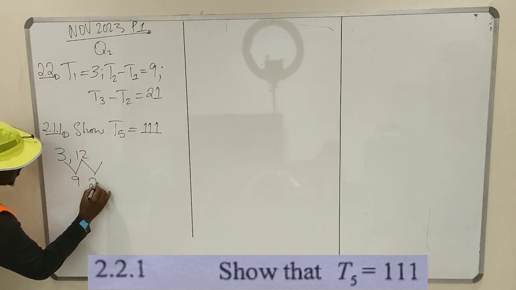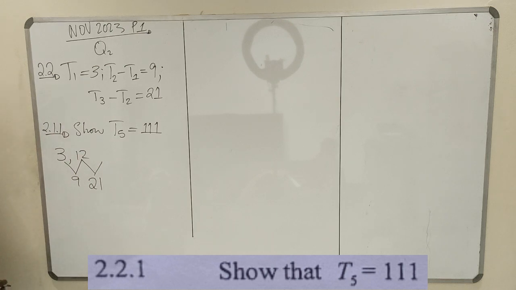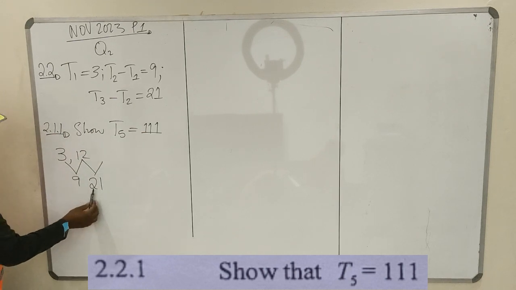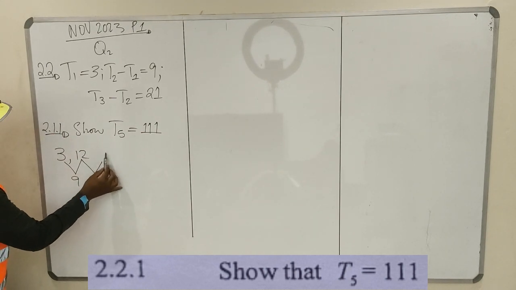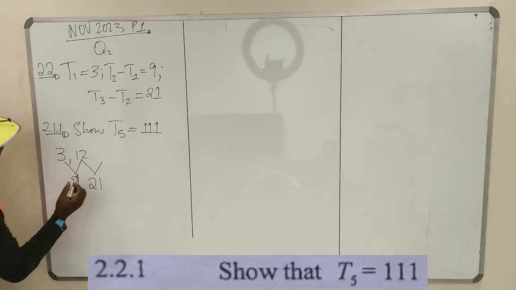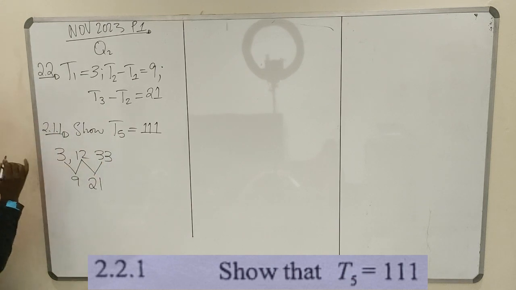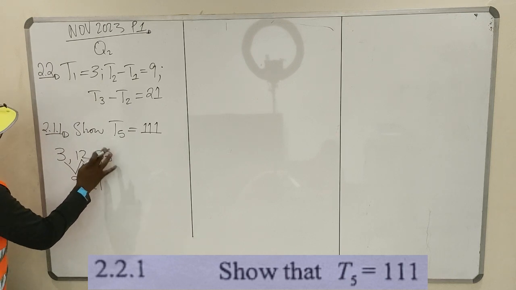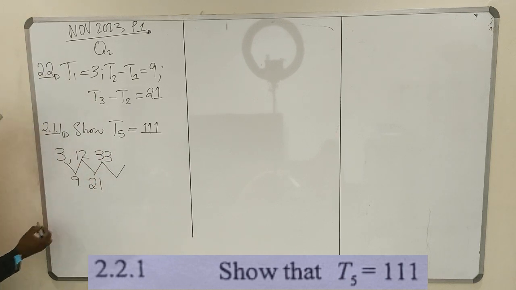Then, you are also told that the difference between the third and the second term is 21, which means you have 21 here, right? So when you subtract the second term from the third term, you get 21. So if you want to know what the third term is, you say 21 plus that, right? Looks like it's 33. So this is the third term. So this list continues.